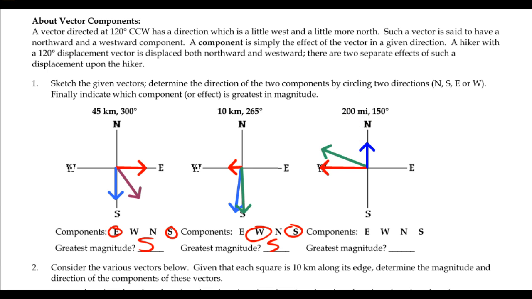That means we have a west component and we have a north component. And in this case, the west component is larger. This is only 30 degrees. This is 60 degrees. It's much closer to 180, therefore it's much closer to being west. It's further west than it is north.